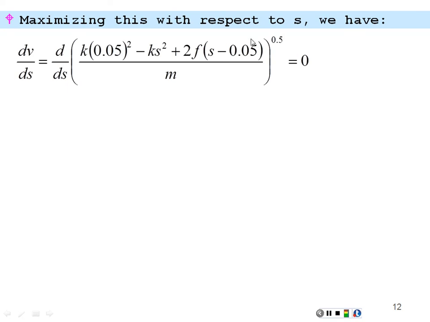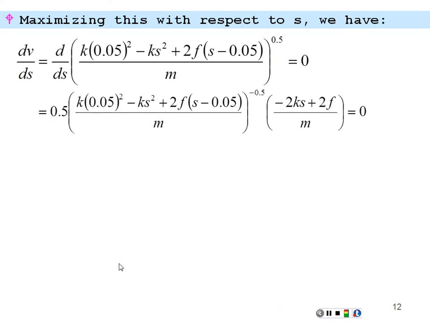Taking the derivative of what's inside as a function of S, we have decrement the power, so 0.5 times what's inside to the power of minus 1, so we're going to have a negative 0.5. And then by the chain rule, we have to take the derivative of what's inside the function. Well, whatever is constant is going to be 0. So we're really just looking at the S terms, and that's going to be a negative 2ks from this, and then the S term over here is going to give us a 2F left over, because the other one's constant and that derivative will be 0. So we end up with a negative 2ks plus 2F over m. And all this should equal 0.